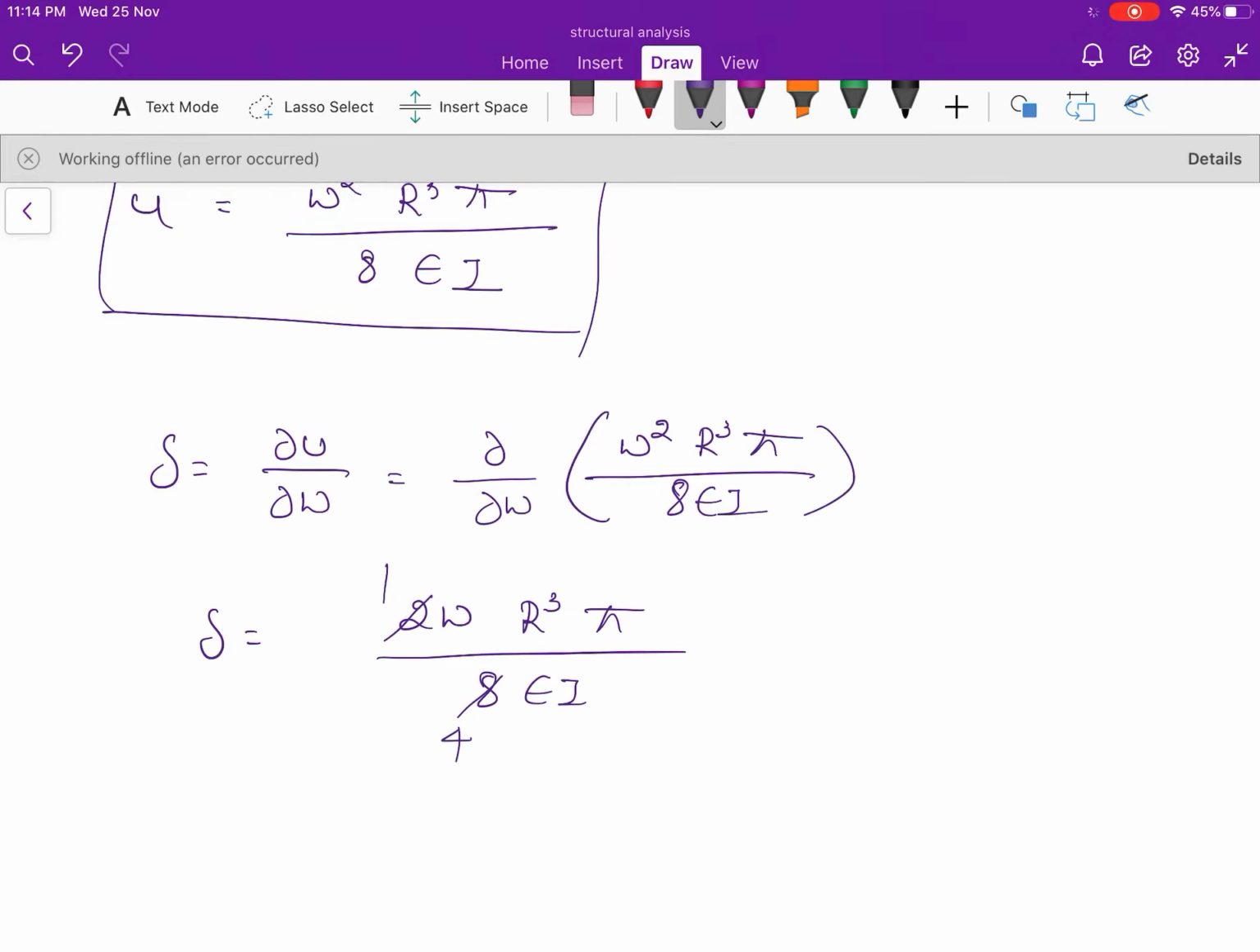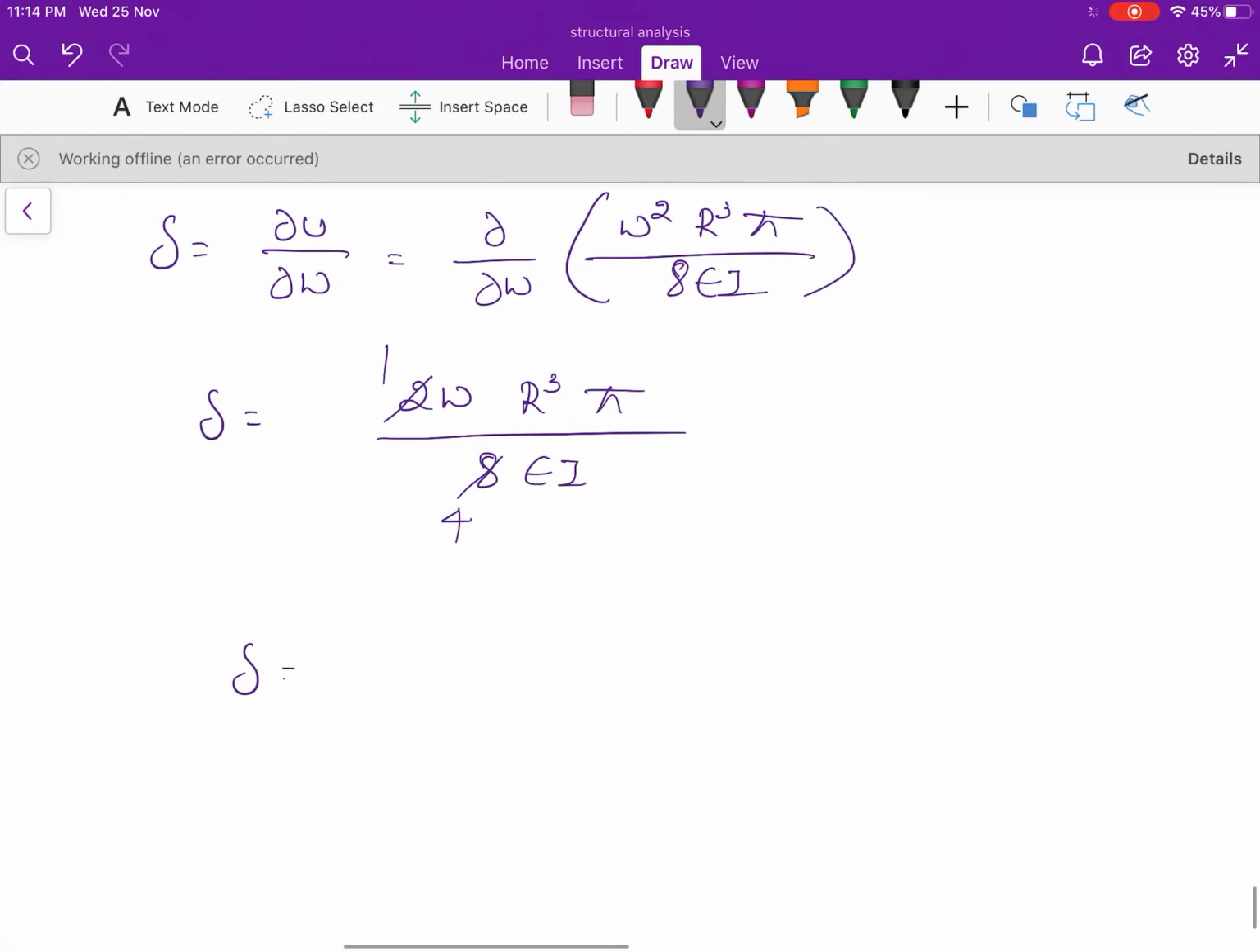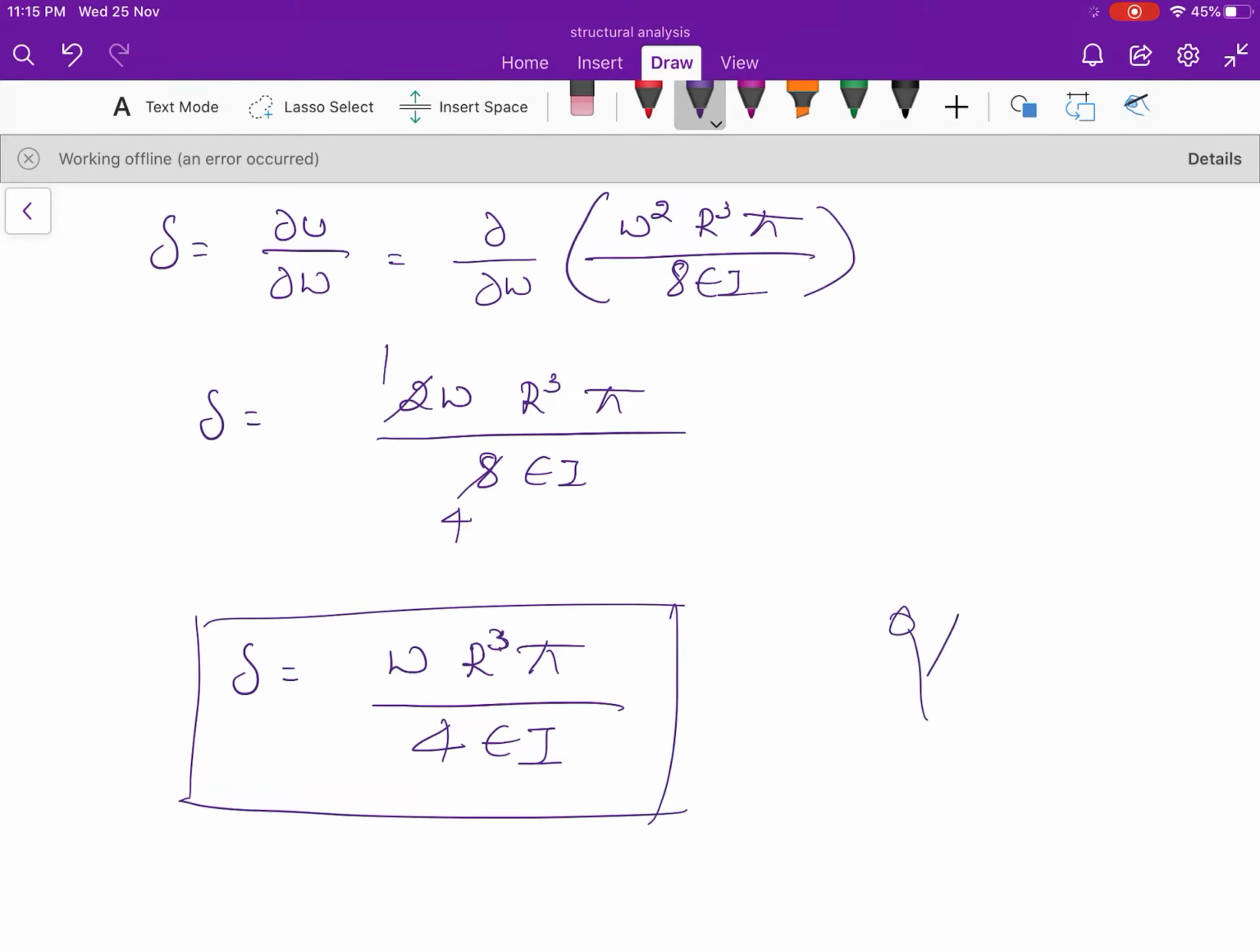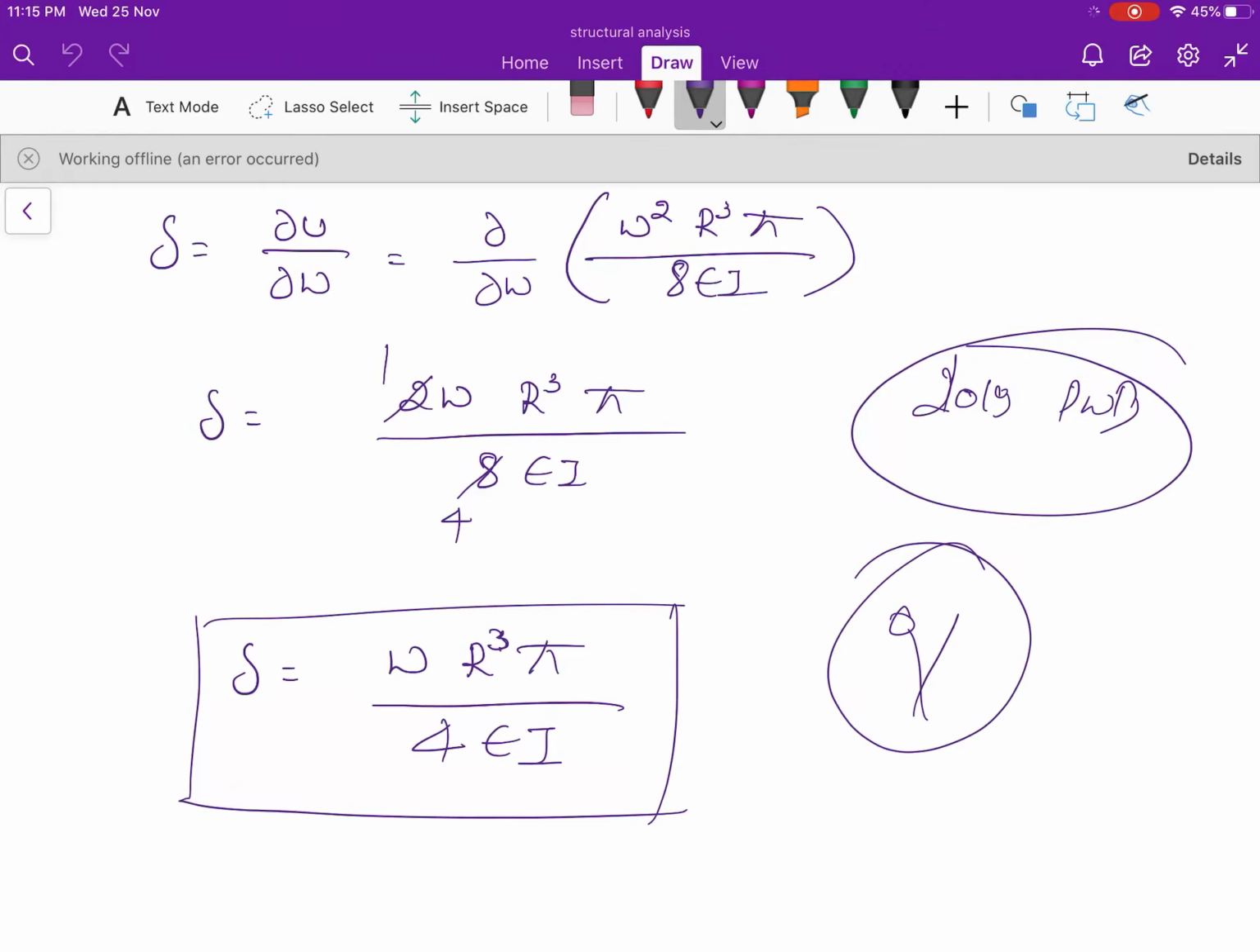2 ones are 2, 2 fours are 4. So deflection will be equal to w r cube pi divided by 4 EI in terms of the quadrant. This was the question asked in the 2019 PWD examination, very much important. So almost all the categories of deflection with respect to the strain energy method have been completed.